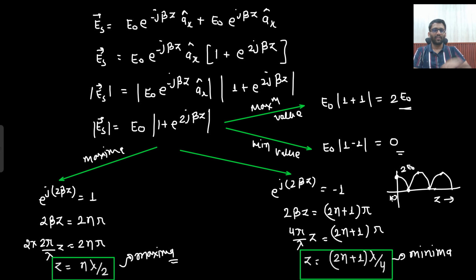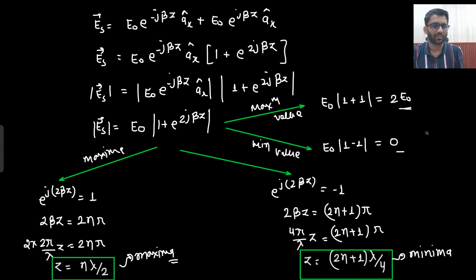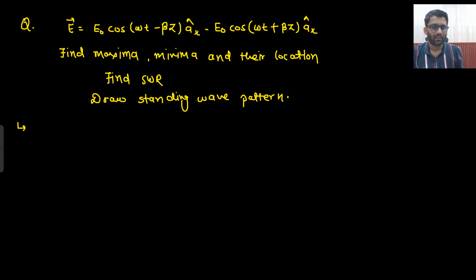We will solve more problems. This was just the beginning, just the first problem that we have seen. Let's move to more problems. Let's see this question. They are asking you for maxima, minima, their locations, the maximum value, the standing wave ratio, and they are asking you to draw the standing wave pattern as well. So how would you solve it?